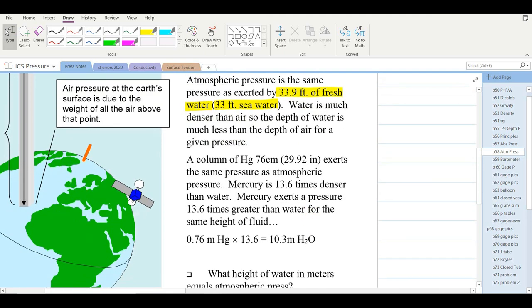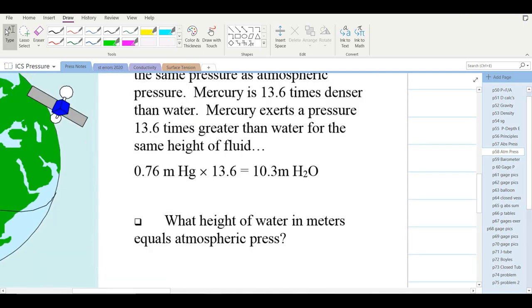Now, let's think about mercury. Mercury is 13.6 times denser than water, so it's going to take a relatively small height of mercury. A column of mercury only 76 centimeters high is equal to atmospheric pressure. If you convert that from centimeters to inches, 29.92 inches is the height of a mercury column that is exactly the same as atmospheric pressure. So we often use columns of mercury to measure atmospheric pressure because it's convenient.